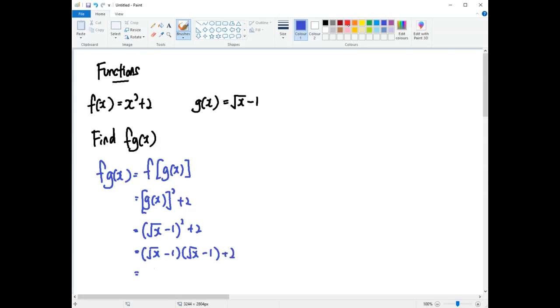Using rainbow multiplication, you will get x minus 2 square root of x plus 1, plus 2. So finally, your f(g(x)) is equal to x minus 2 square root of x plus 3.